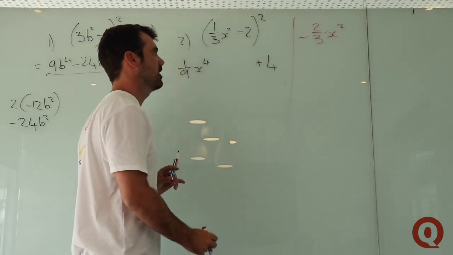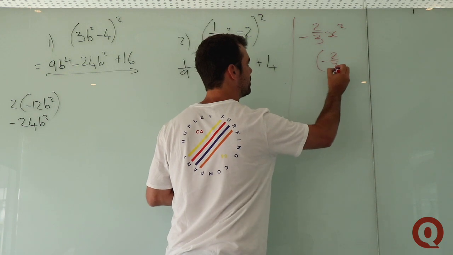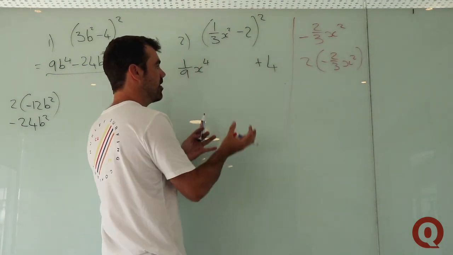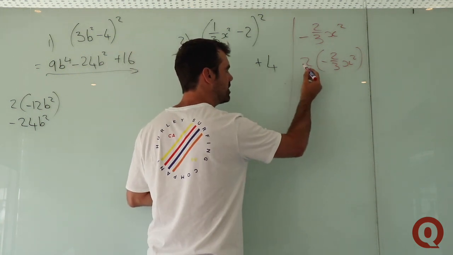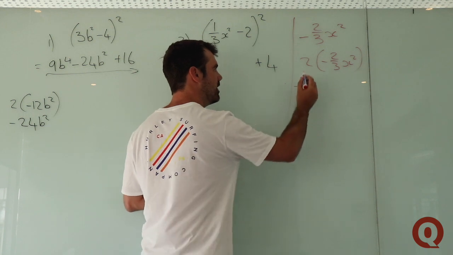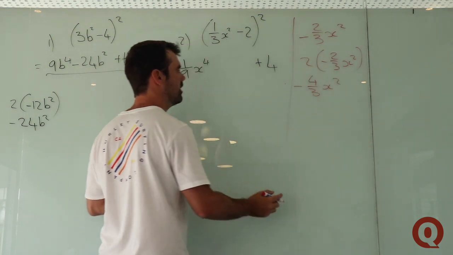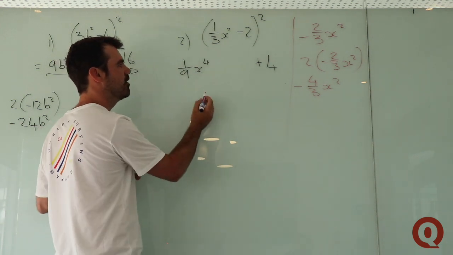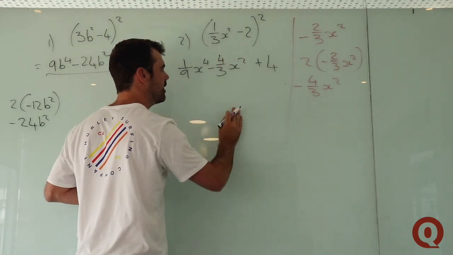Is this my final answer? No, I still need to double that. So I put it into a bracket, and I multiply it by 2. Now again, we're going back to that skill of multiplying a whole number by a fraction. My answer is going to be a negative, get that out of the way. 2 times 2 is 4 over 3 x squared. I've now found my middle term, so your answer should be 1 over 9 x to the power of 4 minus 4 over 3 x squared plus 4.